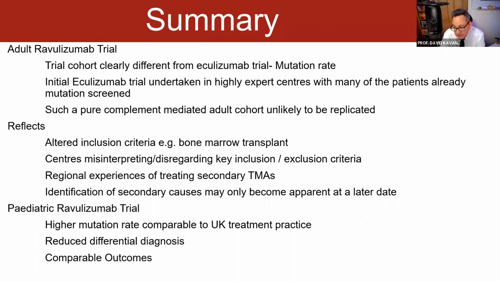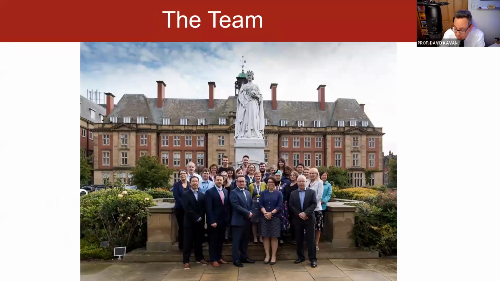And the identification of secondary TMAs often becomes known only months later, so it's difficult to do this in a trial. The pediatric data, however, is very reassuring. It's a much higher mutation rate, and that's comparable to UK treatment practice. There's a reduced differential diagnosis, and importantly, the outcomes are comparable in the pediatric studies. And with that, I shall stop, and I am happy to take questions.